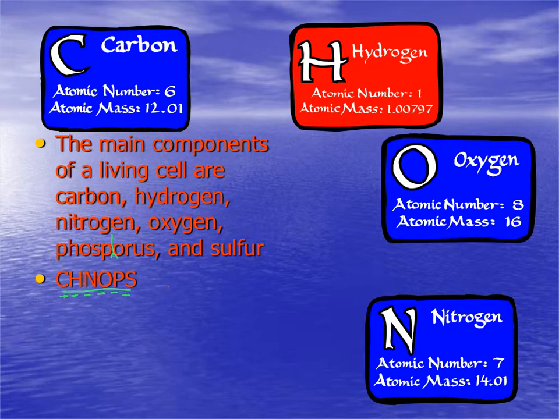So phosphorus and sulfur, each of these is a different element that cannot be broken down any further, and each element has its own qualities. So carbon has atomic number 6 and a mass number of 12, rounding. Here's hydrogen with atomic number 1 and a mass number of 1, again rounding. And oxygen. Each of these are different elements that make up this mix, if you will. So each of these elements makes up the main components of a living system or living cell.